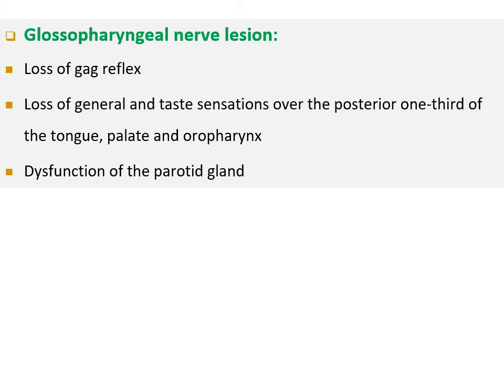There is also loss of secretory activity of the parotid gland, because the glossopharyngeal nerve branch called the tympanic branch carries the preganglionic parasympathetic fibers to the parotid gland. This you can revise from the nerve supply of the parotid gland. So with this we completed the lecture.